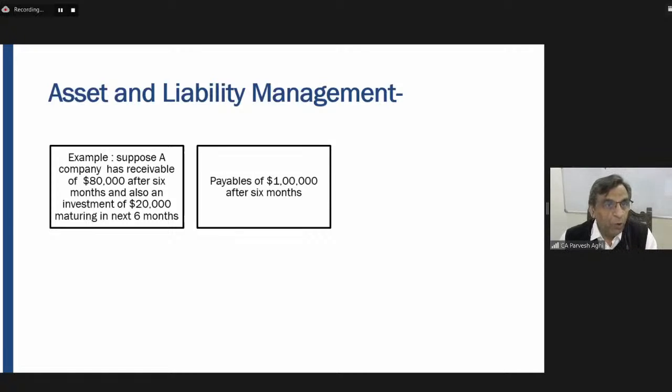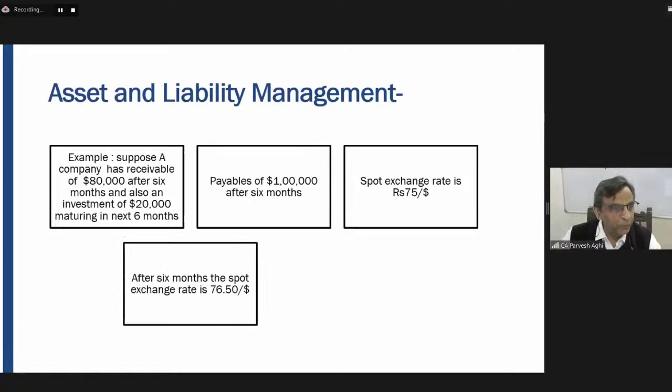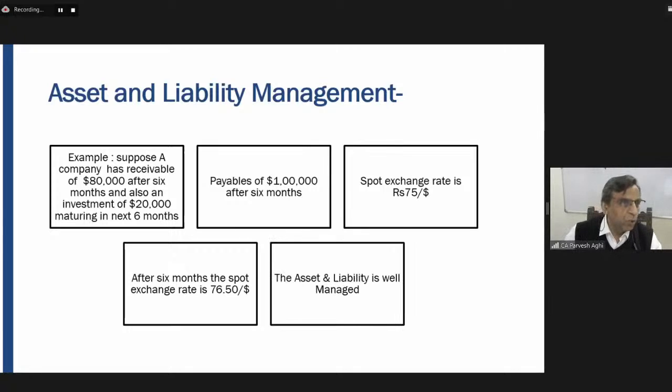Now there is a payable of $1 lakh after 6 months. So this is the provision. The company has receivables of 80,000. So they have investments which is going to mature after 6 months, and they also have a payable of 1 lakh after 6 months. So if the spot rate is 75 today and it goes to 76.50 after 6 months, then you are not bothered because the assets and liabilities are well managed.